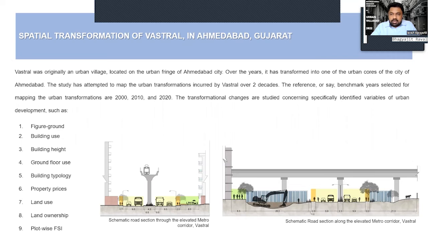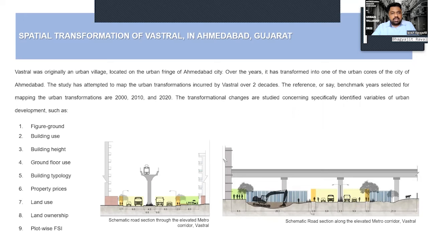Vastral was originally an urban village located on the urban fringe of Ahmedabad. Over the years, it has transformed into one of the urban cores of the city. The study has attempted to map the urban transformations incurred by Vastral over two decades. The benchmark years selected for mapping the urban transformations are 2000, 2010, and 2020. So these are the three phases wherein we have marked the development and spatial growth of Vastral.